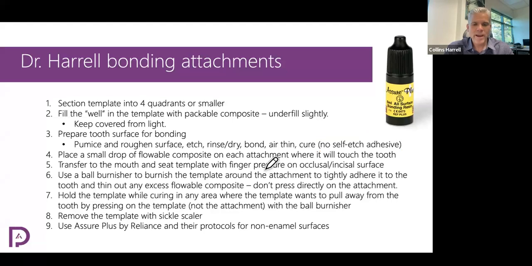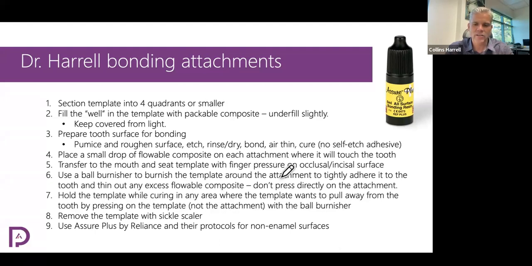So now we have the tooth prepared and I have the template filled with the packable composite. And then what I do before I actually put it on the teeth is I put a very small drop of flowable composite on the back of each attachment where it's going to come in contact with the tooth. I use Renamel. So that very small bit of flowable composite is what's going to make sure that the connection to the tooth is 100% filled. Okay, that there's no voids underneath the attachment between the attachment and the tooth. So then I put the aligner into the mouth.